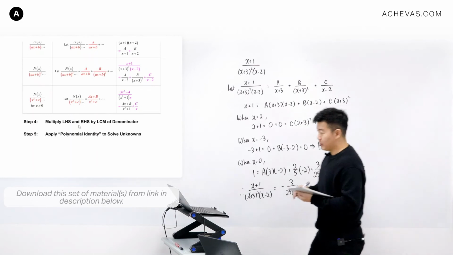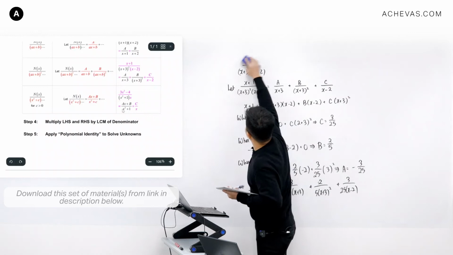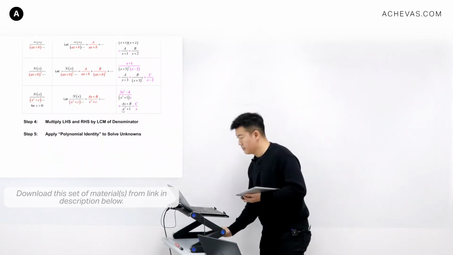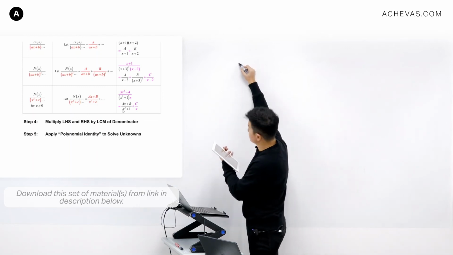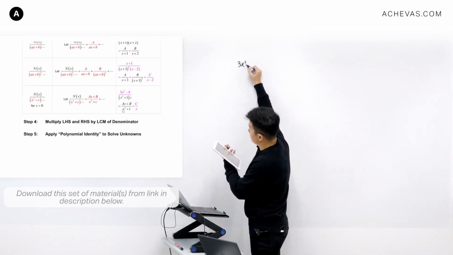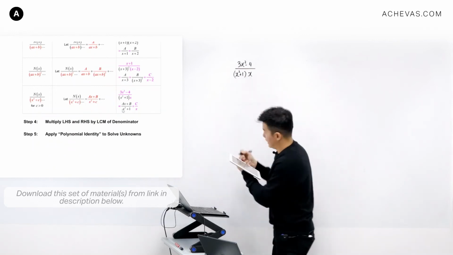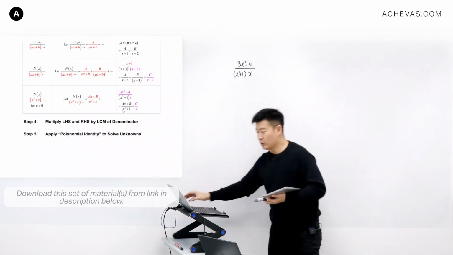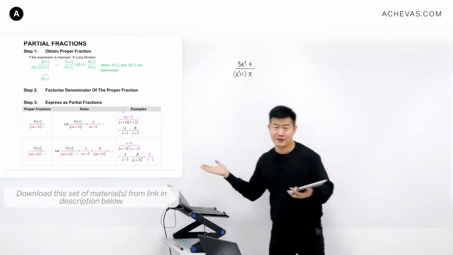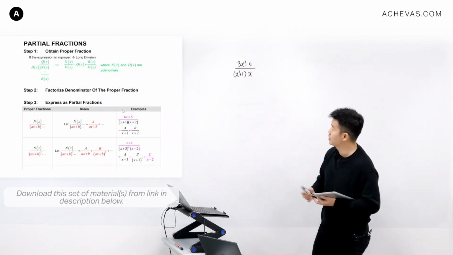Let's look at one more example. I'm going to make use of this particular example here. So we're going to be working on now an expression that is this 3x squared minus 4 over x squared plus 1 multiplied by x. We are supposed to re-express this into its partial fraction. We are going to be skipping step 1 because we are already given a proper fraction, so we don't need to do any manipulation to the expression given.